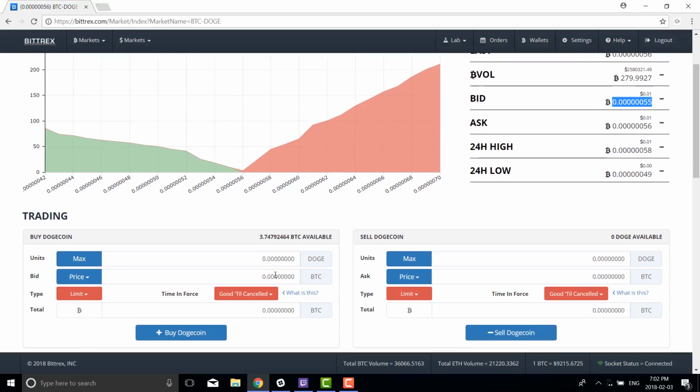So if I wanted to buy, you'd never have to buy at market value. You could buy cheaper than what the last price was. So I look at the low in the 24 hours, and the low price was 49 Satoshis. So let's try and get a buy at 49. Let's just put 0.1 of a Bitcoin, and this is how much Doge you'd get.